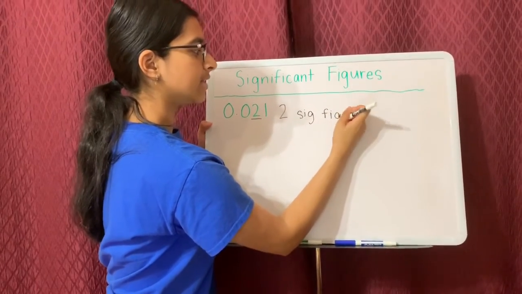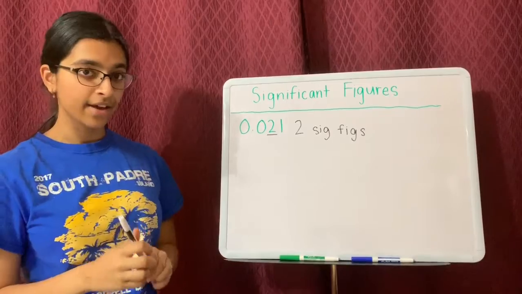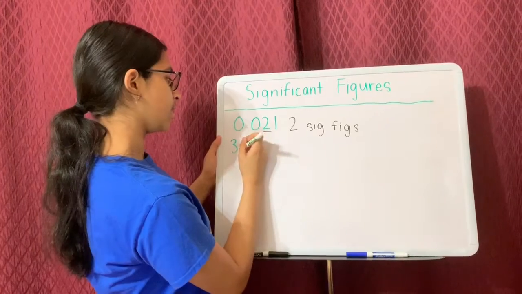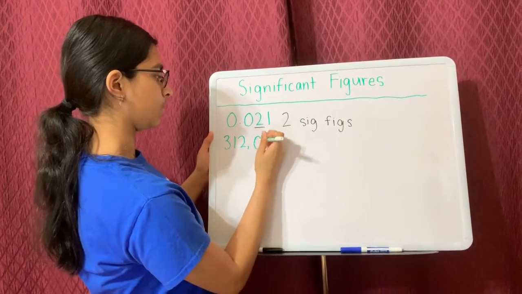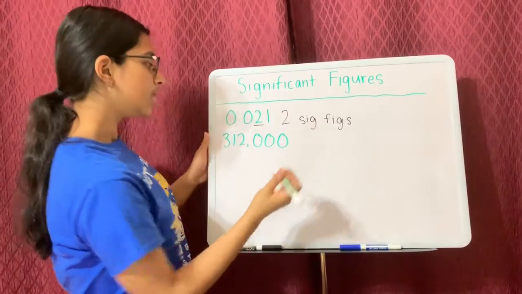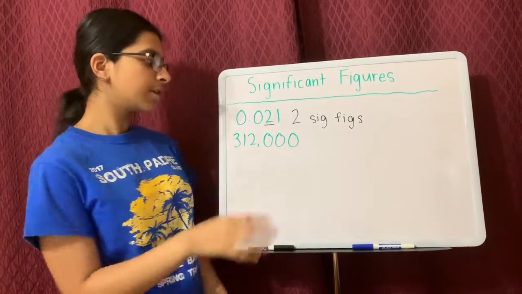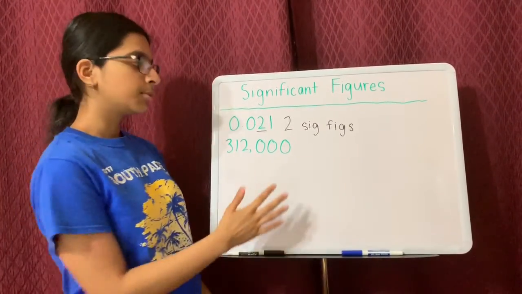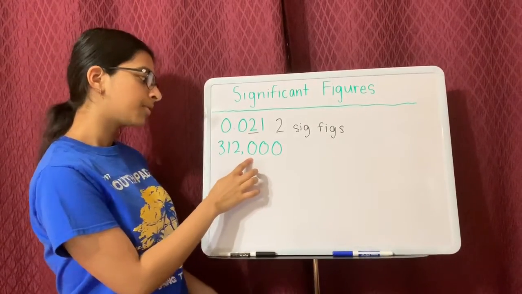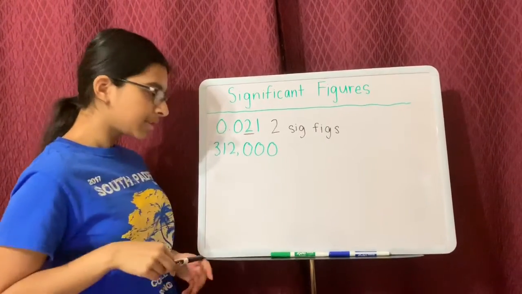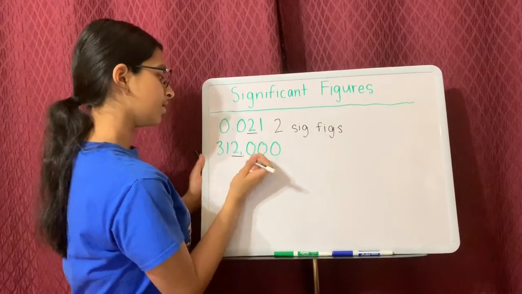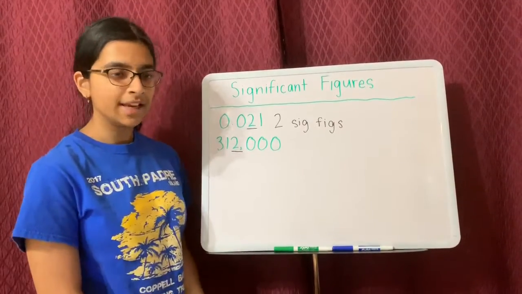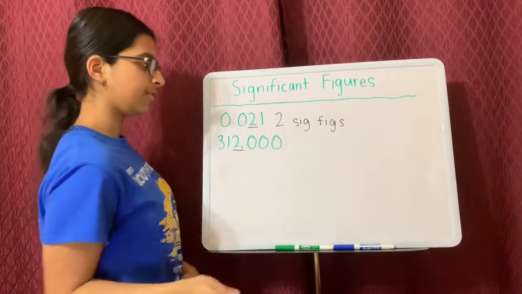And now let's look at the case in which we do not have a decimal point. We're going to consider the number 312,000. This number does not have a decimal point. So instead of starting from the left side of the number, we are going to start from the right side of the number and count. These are all zeros, so we ignore them. We find our first non-zero digit, and that is this 2. Then we count every digit from that digit onwards as being a Sig Fig. So we have 1, 2, 3 Sig Figs in this number.